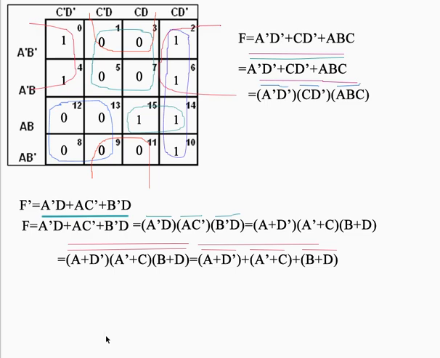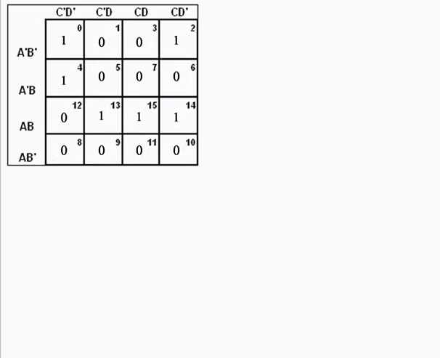Okay, so here's another example, and again, try to think how you would do it if you were to do it by yourselves. And we will do the exact same thing. So we're going to get the SOP form, the POS form, and NAND and NOR implementations. All right.